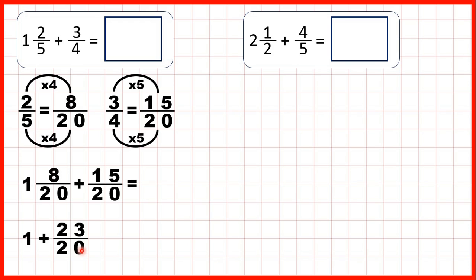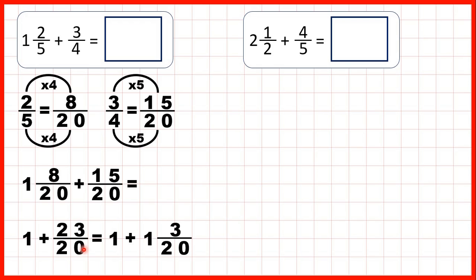Now it's really important to understand that we can't write 1 23/20 as our answer, because we can't have an improper fraction in a mixed number. We can't have a fraction where the numerator is larger than the denominator in a mixed number. So instead we can write 1 plus 1 3/20.